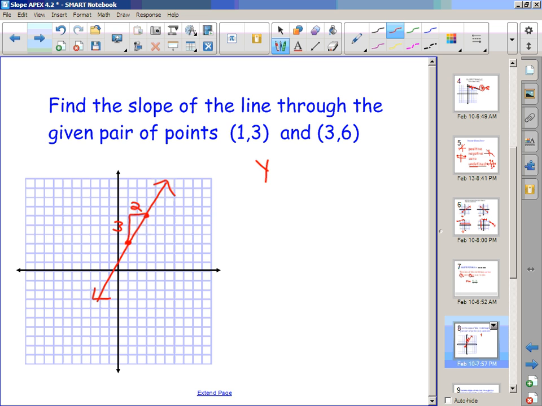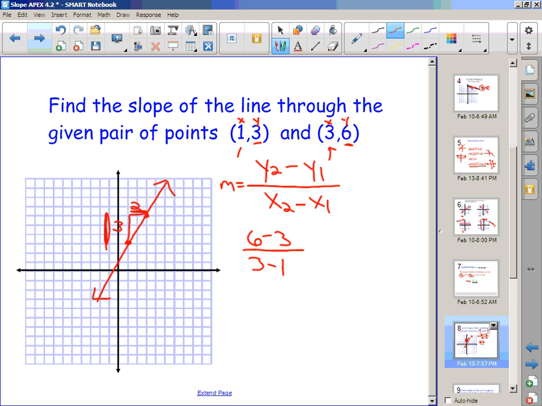We said it was subtract the y's. That's going to give you the change in your y values, over subtract the x's, that's just another way to give you the change in x values. So here's my y's. Remember x, y, and x, y. So if I go 6 minus 3, those are my y coordinates, over 3 minus 1, those are my x coordinates, that gives me 3 over 2, which is the same thing that I just got by using the graph.